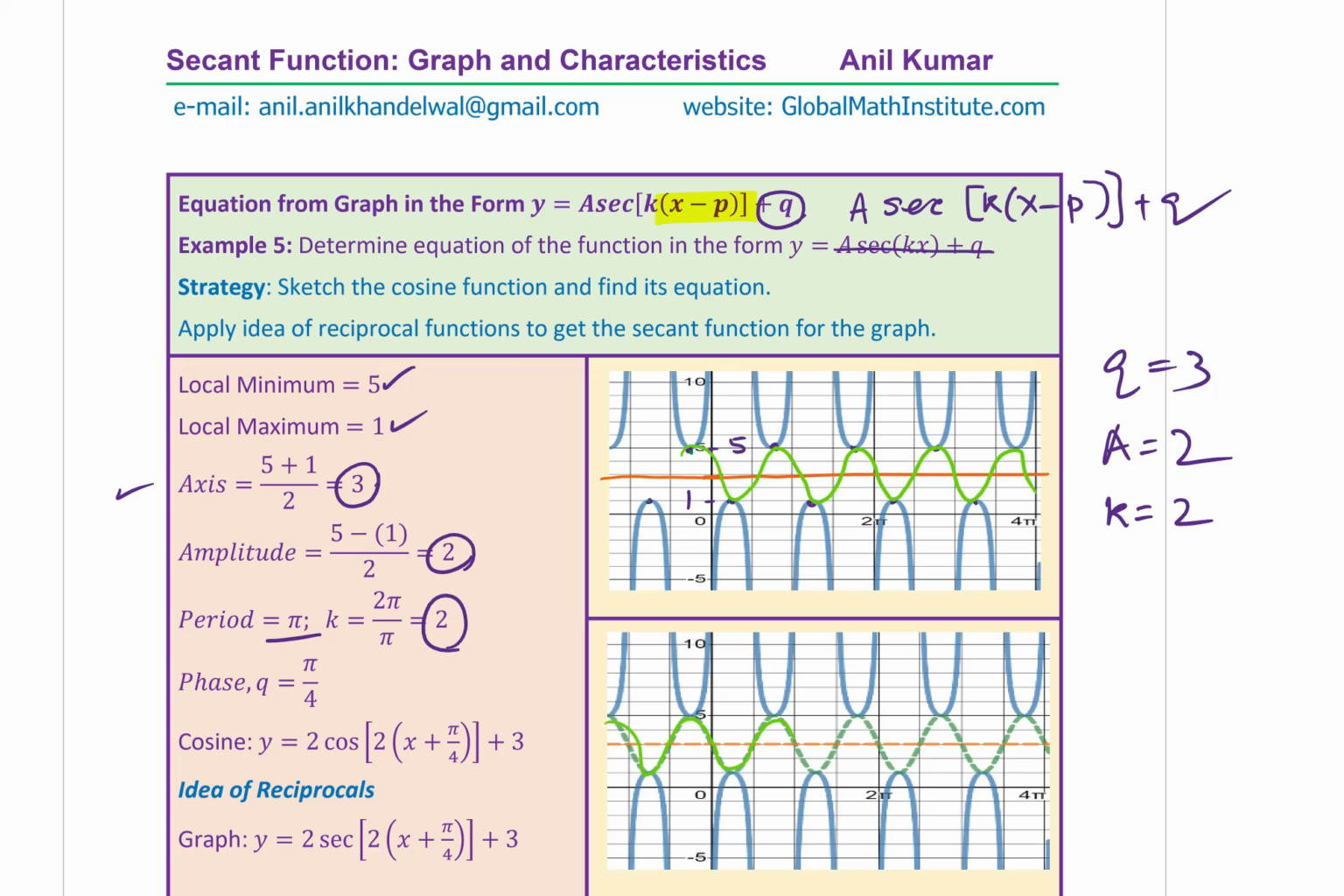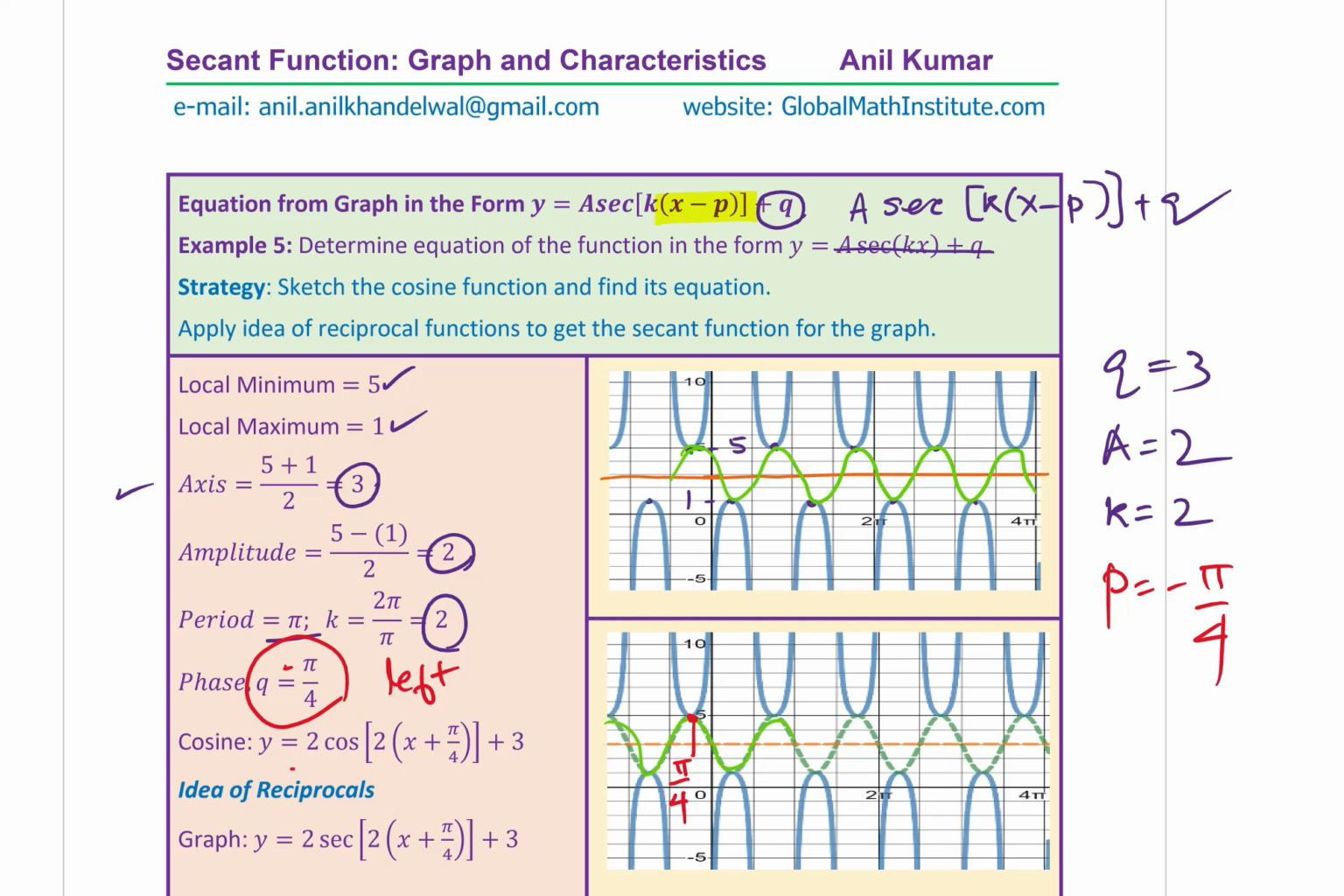Perfect. So within this cos function, we now have to figure out what the phase shift is. How can you do it? Well, look at the point where you have the maximum. So this maximum is pi by 4 on the left, and therefore the phase shift is pi by 4 left. You get the idea, right? So it should be minus pi by 4. So when you incorporate this value, we get p equals minus pi by 4, correct?